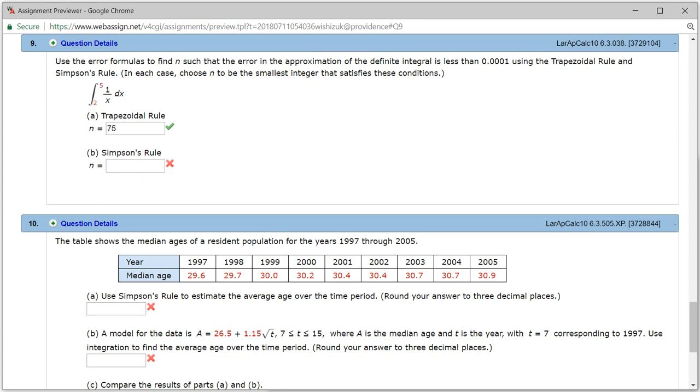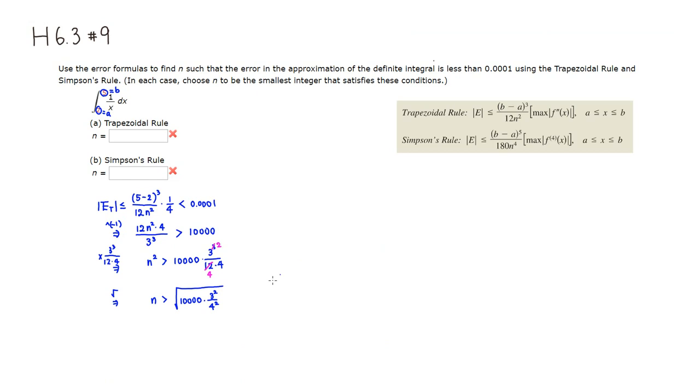I thought this would be 76 because this came out to be exactly 75. But let's go with less than. Yeah, I think that'll be fine. So it's 75.